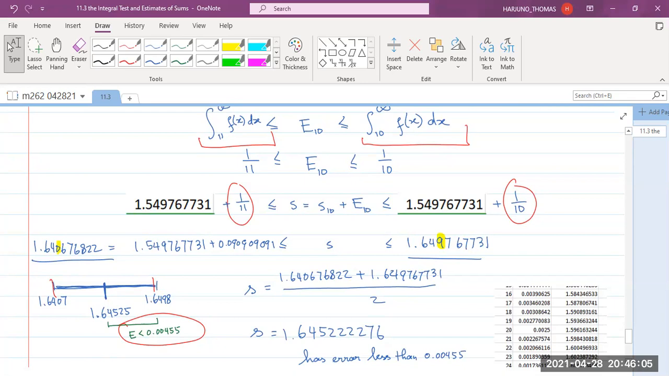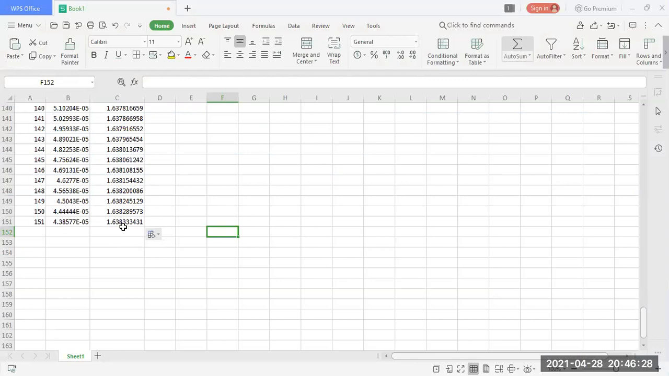We know the sum should be less than this, and has to be greater than this. So I don't go far enough to even, how to say it? See, this is not even 1.64 yet. How far do I need to go to make it 1.64? Okay, let me stop here for now.